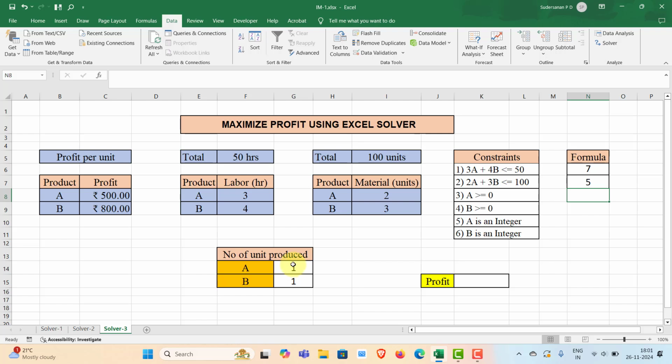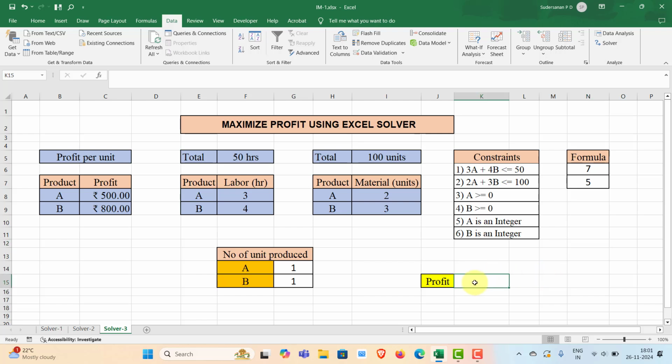In this case, because I put a 1 unit here, 2 plus 3, it's 5. So you got the 3A plus 4B formula written here and 2A plus 3B formula written here. So these things, A, B, that cell directly you can give in the constraint, but formulas cannot be typed there in the constraint. So here profit I should fix.